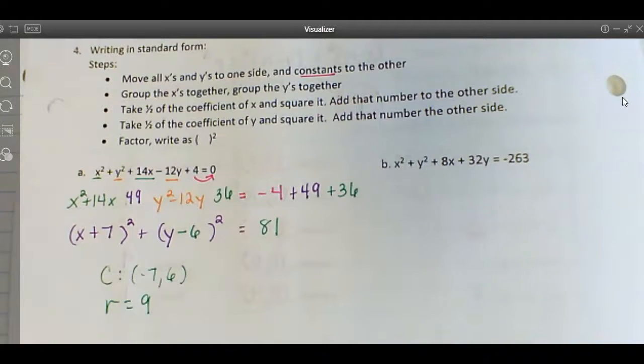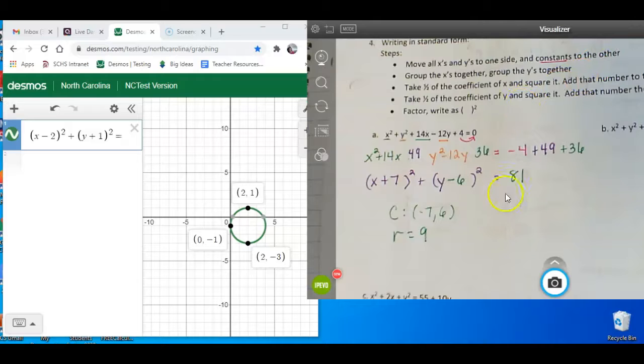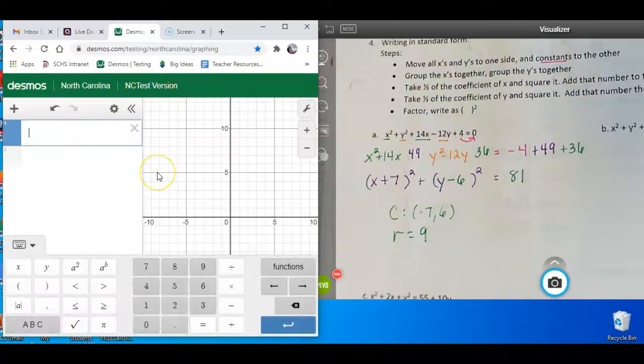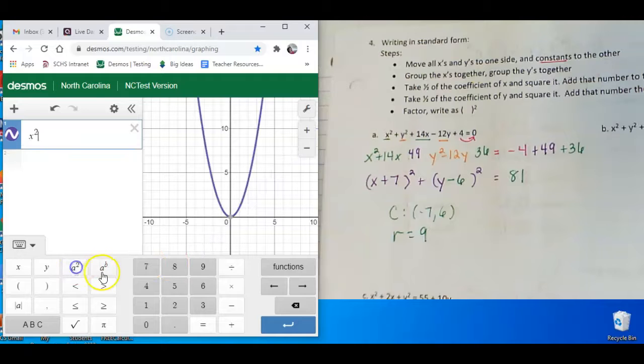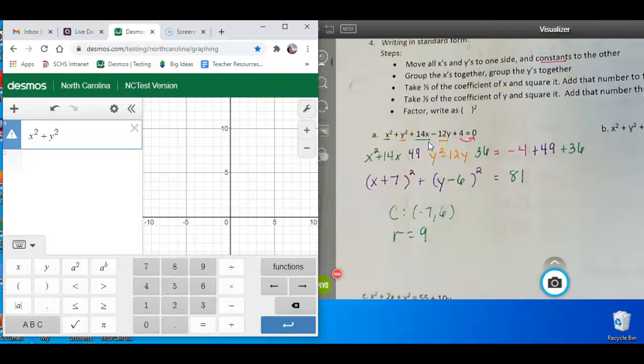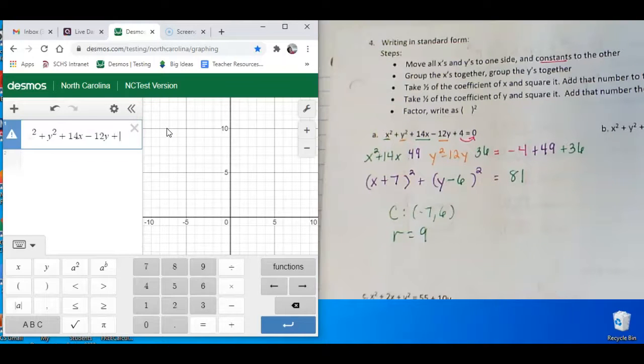Now, the questions you might be asked here, you might just be asked what the center and radius is. Guys, you really can get this on Desmos. I think it's important for you to know where I'm getting the things from, but technically, you could put that original equation in there, x squared plus y squared plus 14x minus 12y plus 4 equals 0.